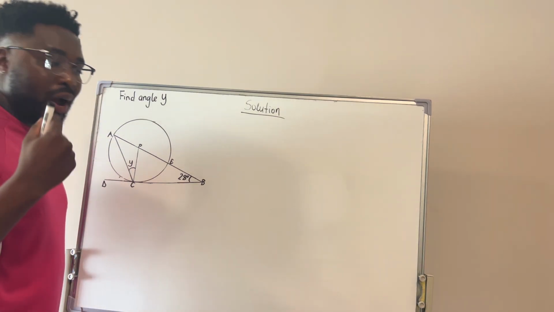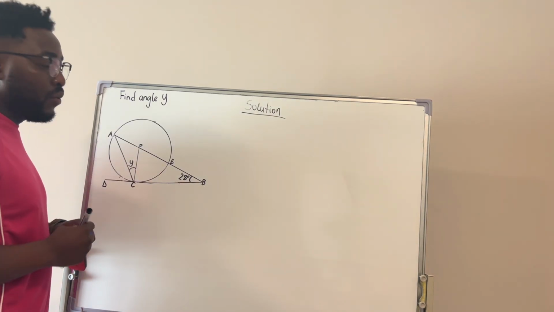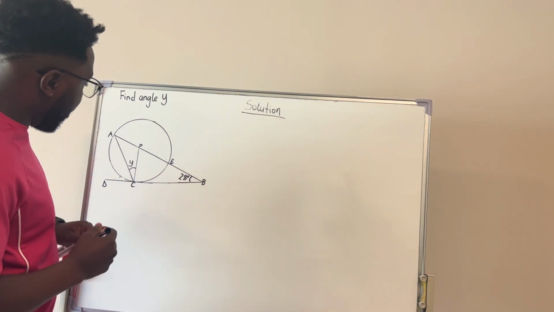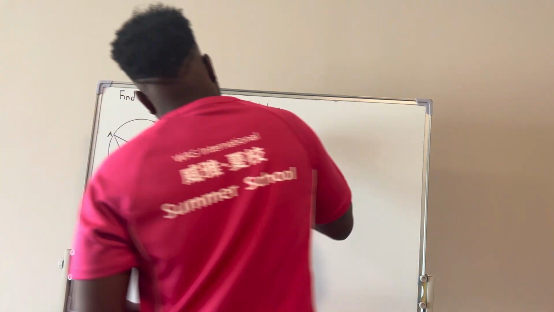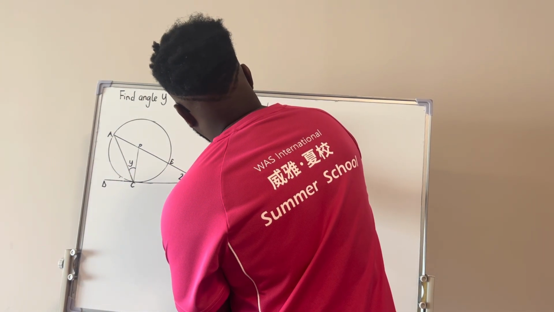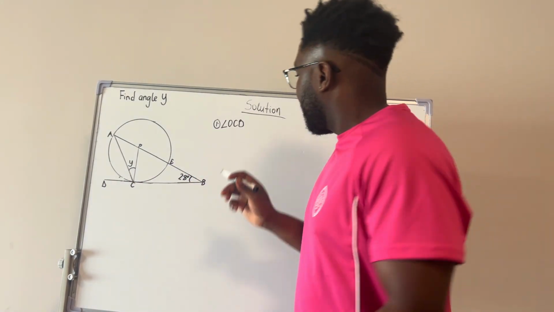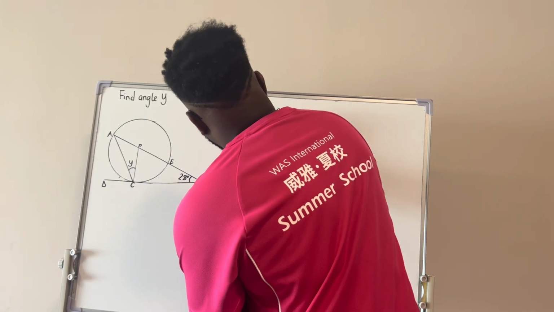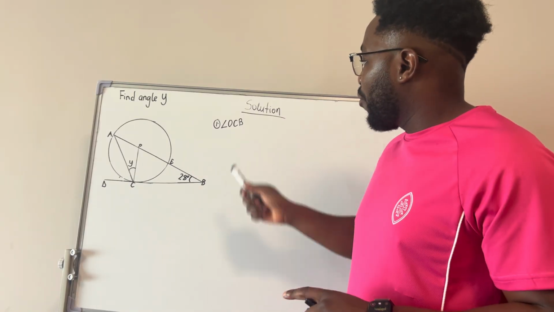Okay, so now what would be our first step that will allow us to find angle y? Our first step over here is, let us try to find angle OCB. This angle right here. Let me just write my B properly. And then how are we going to find this angle?